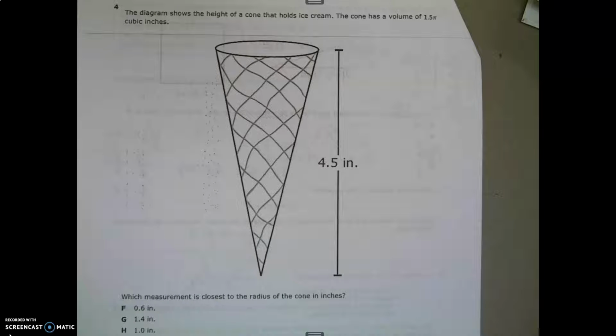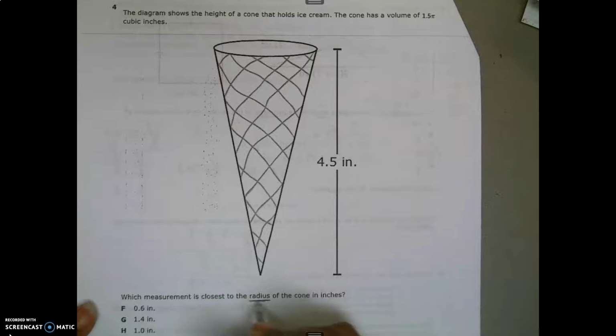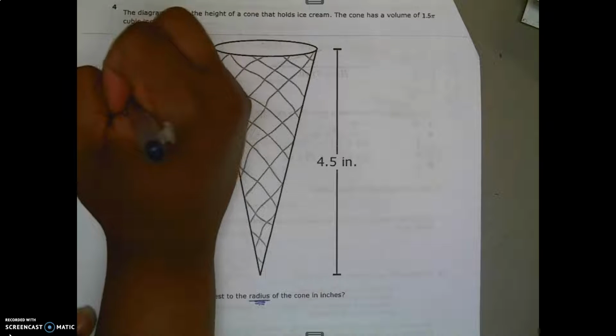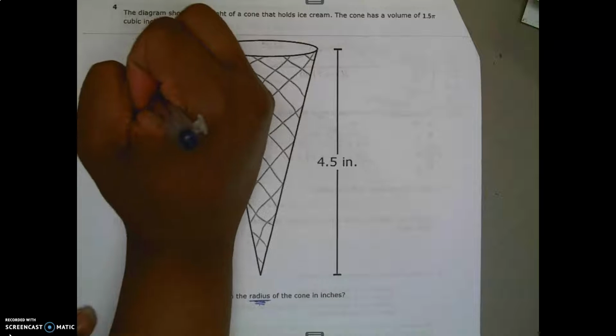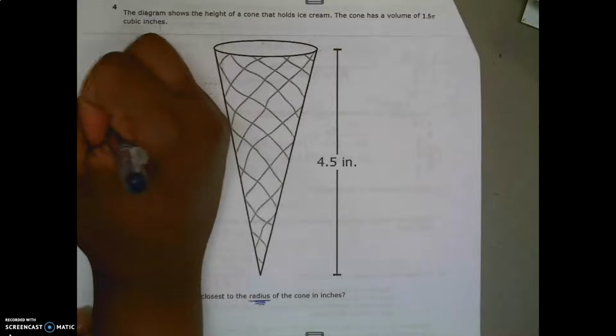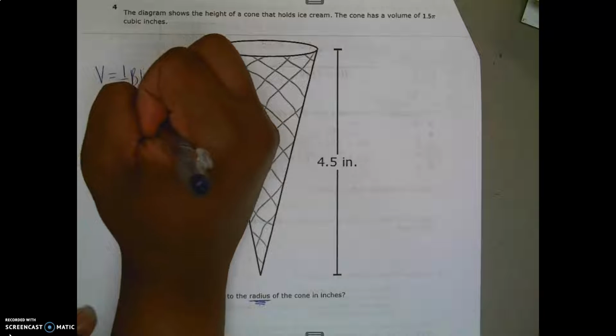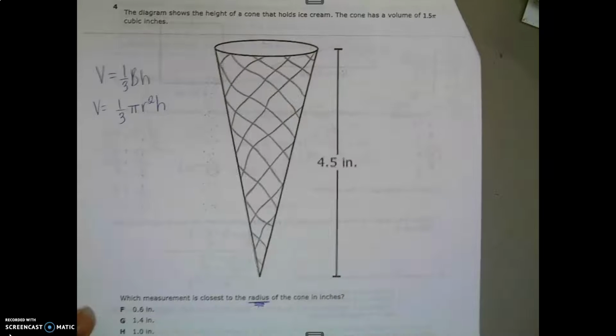The diagram shows the height of a cone that holds ice cream. The cone had a volume of 1.5 pi cubic inches. What is the measurement closest to the radius? So I'm looking for the radius, so that means we need to undo some things. Well, I know my formula for volume of a cone is 1/3 area of the base times height. Once I break big B down, that's 1/3 times pi times radius squared times height.